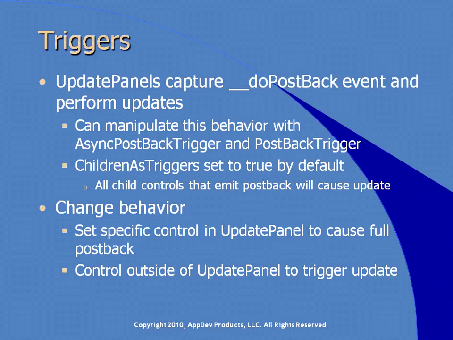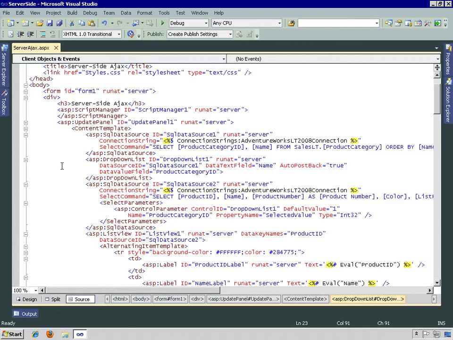A postback trigger is effective when you have a control in the content template that needs to perform a traditional full-page postback. The control might have to redirect to another page with a Response.Redirect, or may need to perform a full postback action for some other reason. Let's take a look at expanding our sample page in order to use an async postback trigger to allow the drop-down list control to be outside of the update panel.